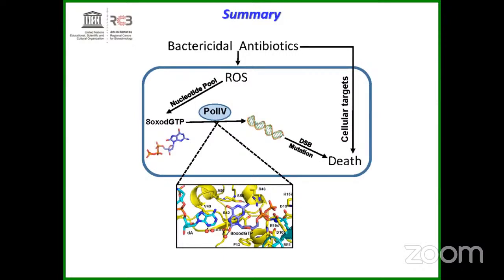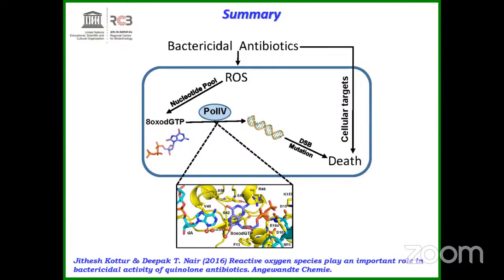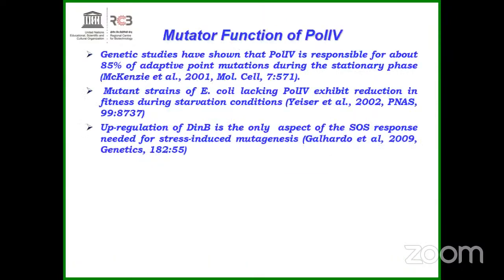You have ROS. When you have bacterial antibiotics, they have cellular targets which lead to death of the bacterial cells, but also when you treat bacterial cells with antibiotics, they give rise to ROS, which oxidizes the nucleotide pool, and you have 8-oxo dGTP molecules generated, which are incorporated by Pol4 into genomic DNA. That leads to double-stranded breaks and a lot of mutation, which can also contribute to the death of the organism. So here we were able to use DNA polymerases as a tool to study an important aspect of antibiotic action.